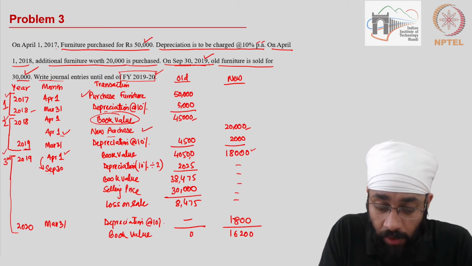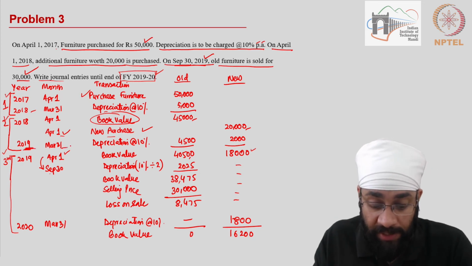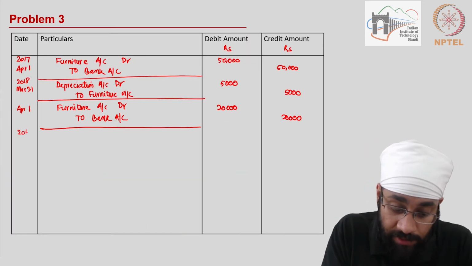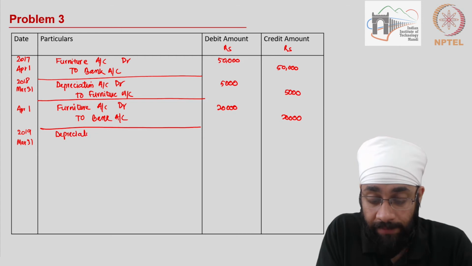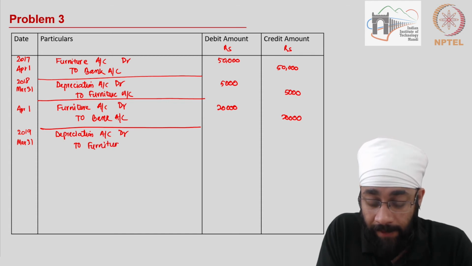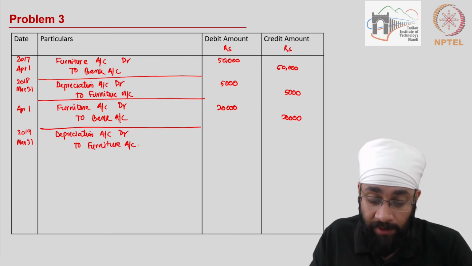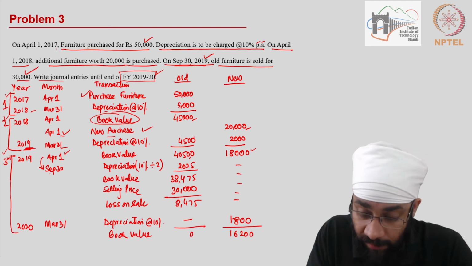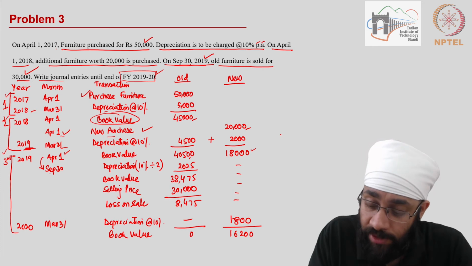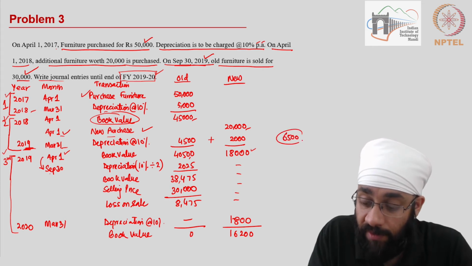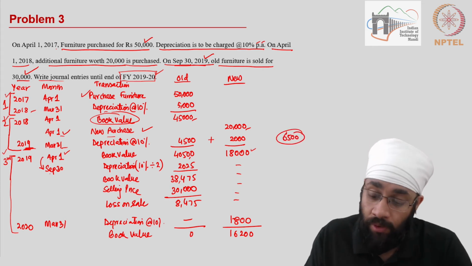And then at the end of this financial year, you charge depreciation. So 2019 March 31st, you write depreciation account debit to furniture. Now in this case, you have two depreciations. You have 4,500 and you have 2,000. So total depreciation is 6,500, which is being charged for this year on the total furniture.